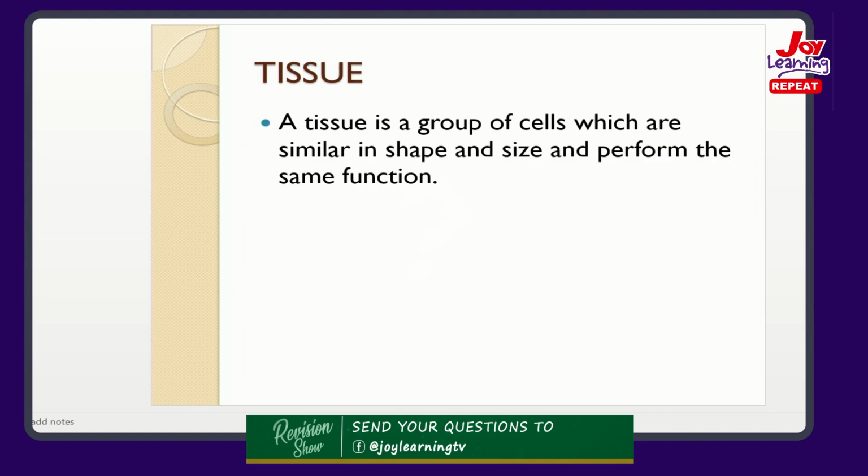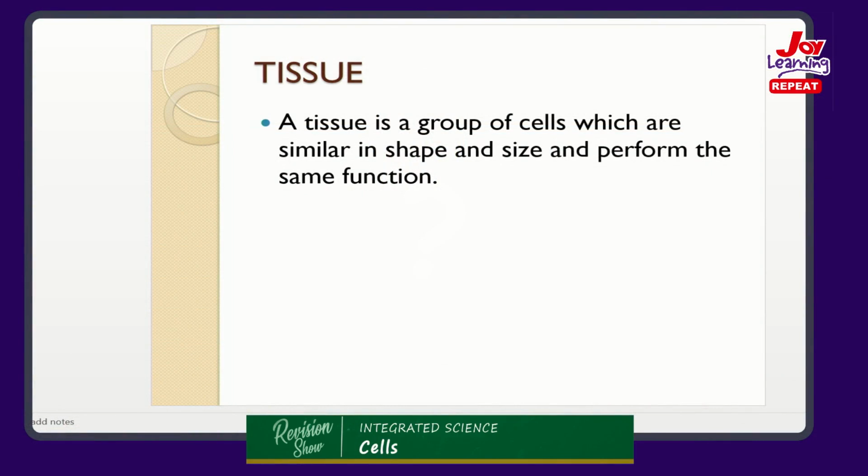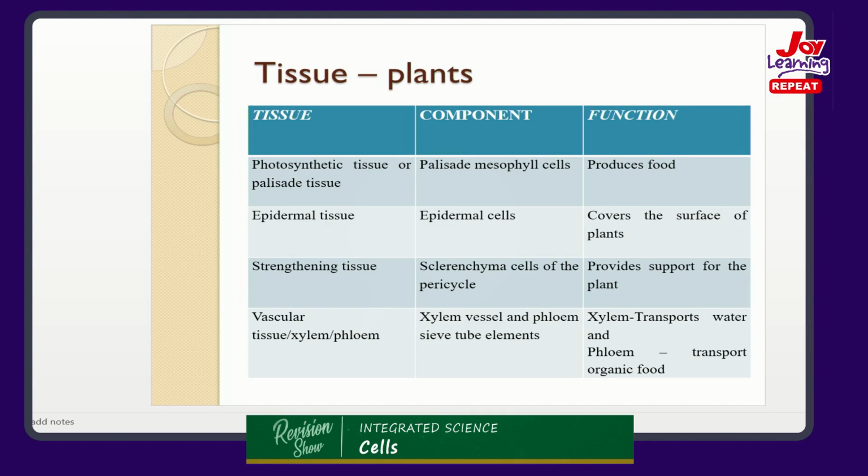Now, when these cells are grouped together to form one new structure, that means one type of cell, if you take your muscle cell, another muscle cell, let's say 5 to 10 of them all put together at one place, they have the same size and the same shape. We call this new arrangement no more a cell, we now call it a tissue. So we say a tissue is a group of cells which are similar in shape and size and perform the same function.